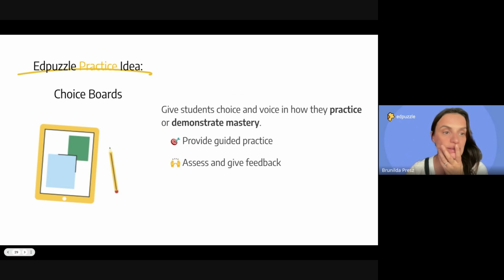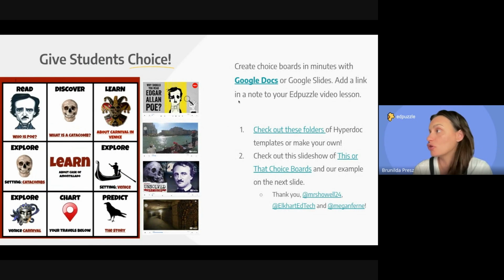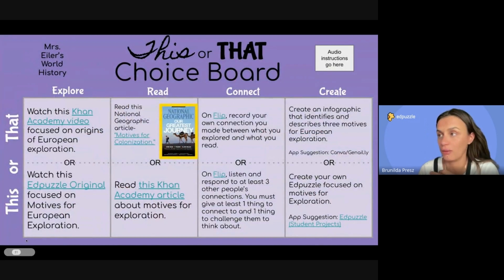Or students that are yellow, they need just to practice a little bit more. You can provide guided practice and assess and give feedback by giving them a choice board. So for example, and I have in these folders, you'll find them all in our presentation, give them choices. You can create a Google Doc or Google Slides and add in a note for your Edpuzzle video link where they check out the folders, then check out the slideshow, and they can do either this or that board. And students choose the way that they want to learn.